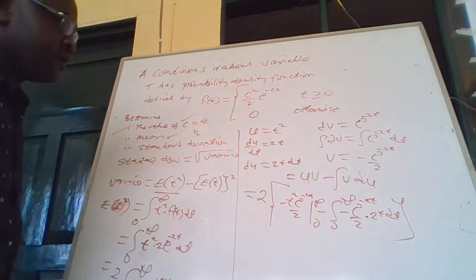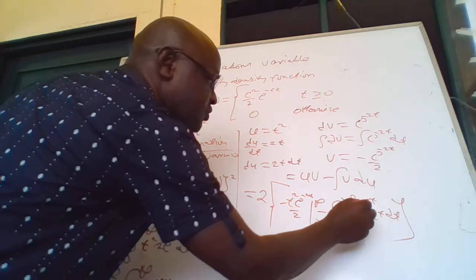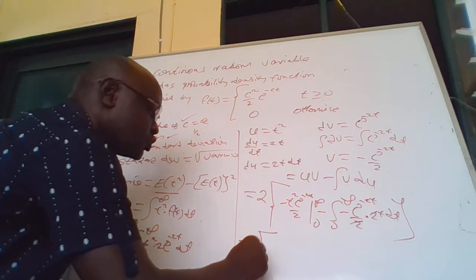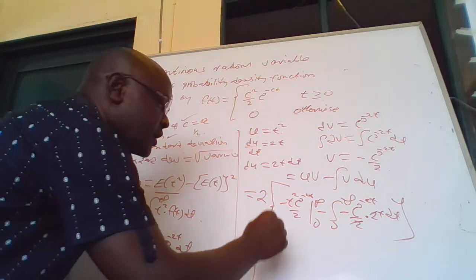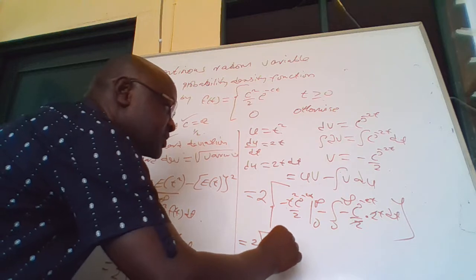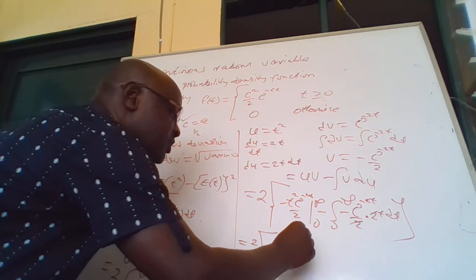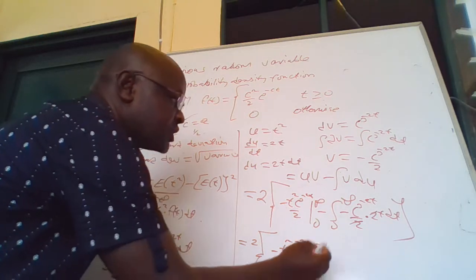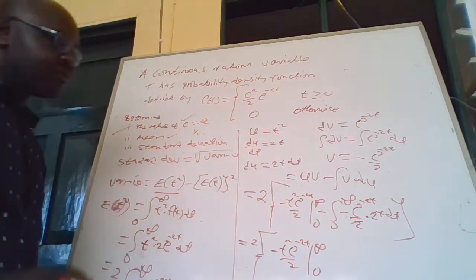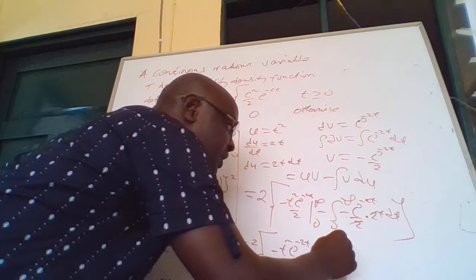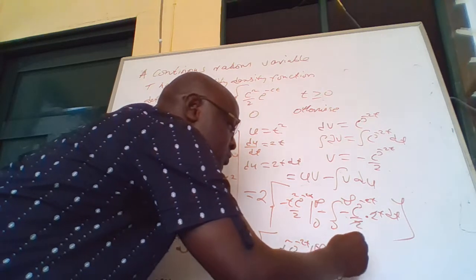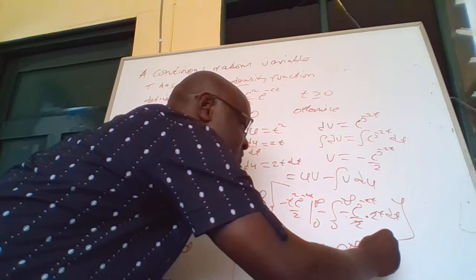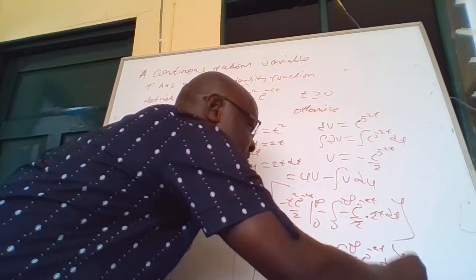So these 2 and that 2 will cancel, so this equals 2 into minus t squared exponent minus 2t all over 2, then negative and negative will be positive, plus, now it's t exponent minus 2t dt.